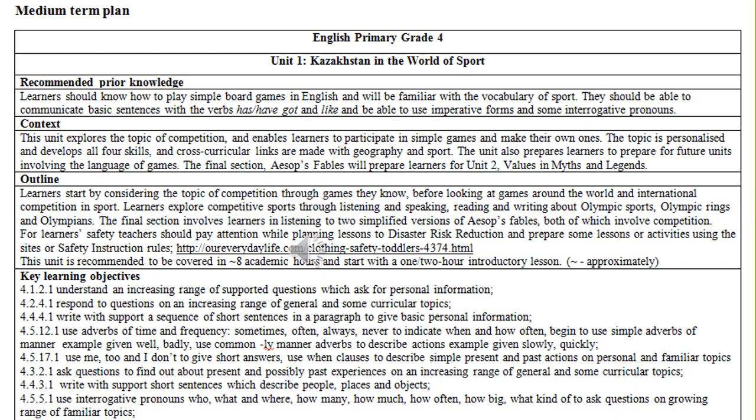As I mentioned before, one of the main documents which will be used by the teacher constantly is the course plan, which contains the medium-term plan. I hope you can see it. Medium-term plan contains the title of the unit. It is highly suggested to read the recommended prior knowledge, which gives the background information. The content and the outline describe the unit. The main tool to use is the key learning objectives, which is the major amount of the objectives to be covered in the particular unit.